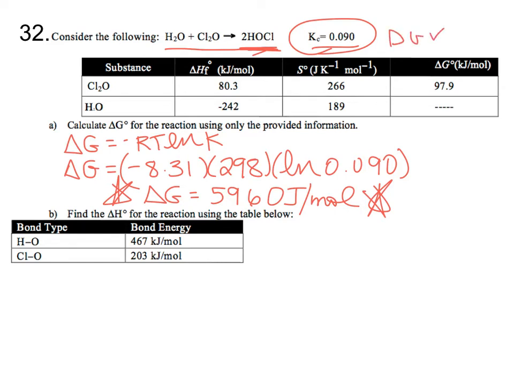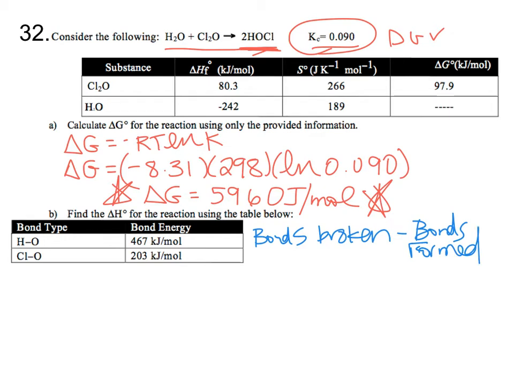Delta G, check. So now it asks us to find the delta H, but here they're saying use the table below. So they're having us use bond energy. Do we remember what we do when we have bond energy? To find delta H, it's bonds broken minus bonds formed.